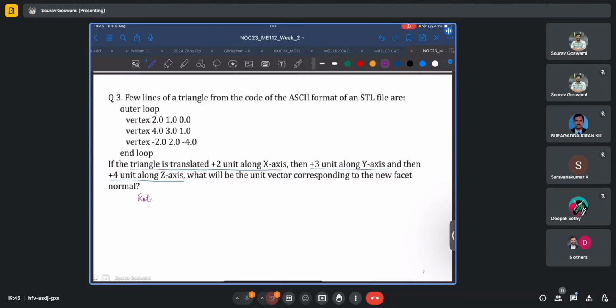any rotation may change the unit normal, but in this case we are dealing with pure translation. Translation alone will not change the unit normal because you are simply moving any body parallel to itself along any of the three directions.